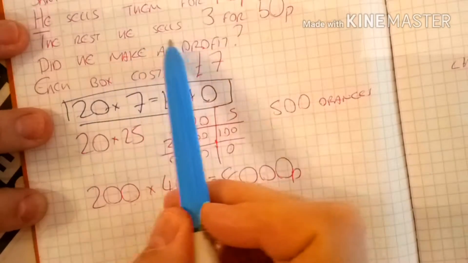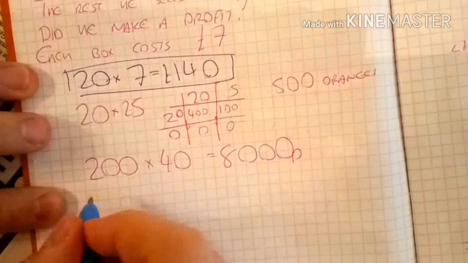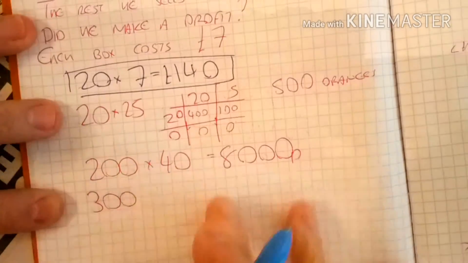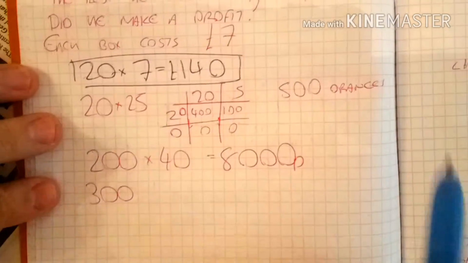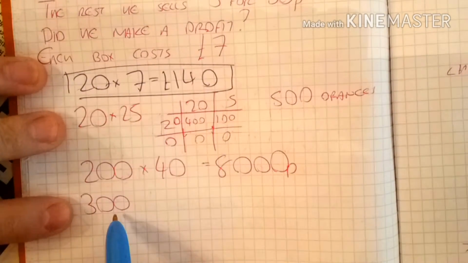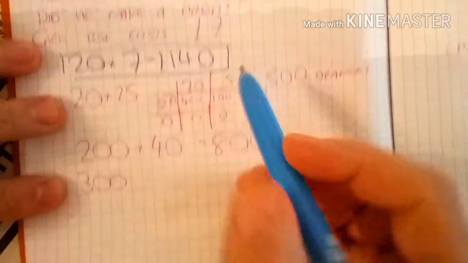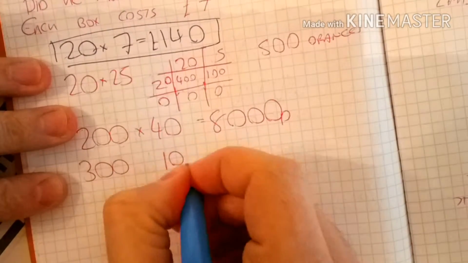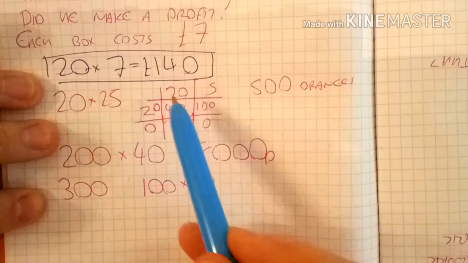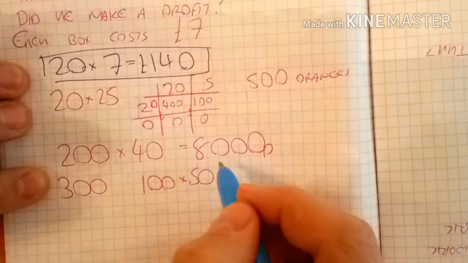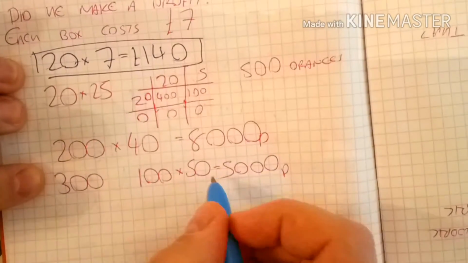Now next bit, the rest, he sells 3 for 50p. Now if he sold 200 and he had 500, that means he's got 300 that he sold, and it's 3 for 50p. Now you want to think about how many times does 3 go into 300, which means he's got 100. So it's like 100 times he sold 3 lots of them for 50p. So it's really going to be 100 times 50. Okay, 1 times 5 is 5. Add on the 3 zeros. Again, this is in pence.